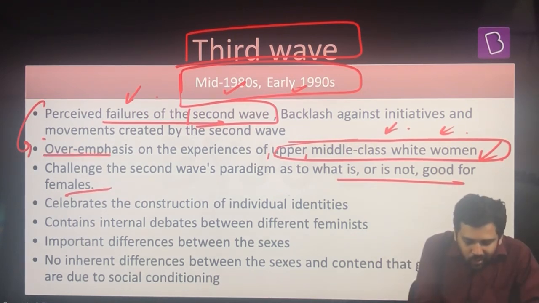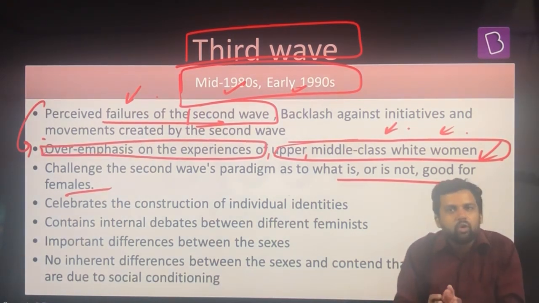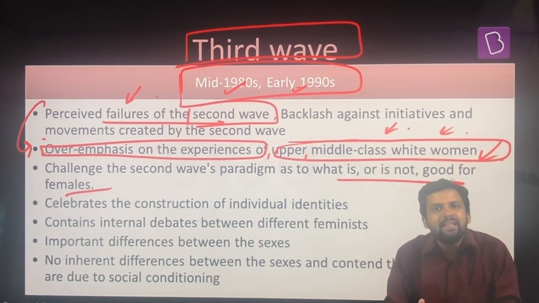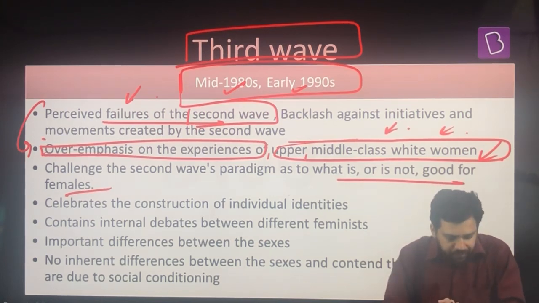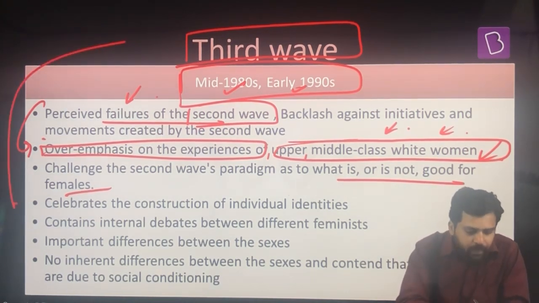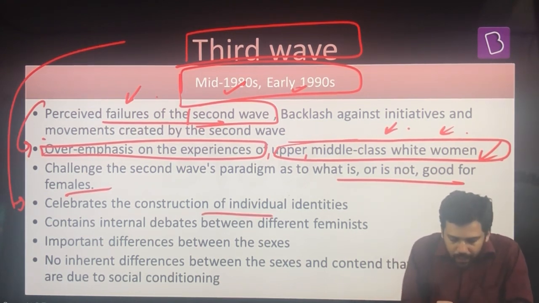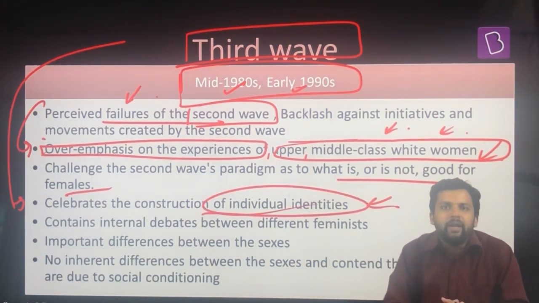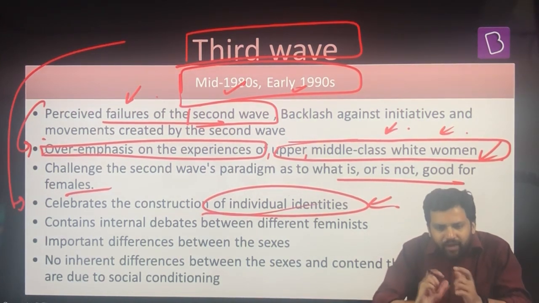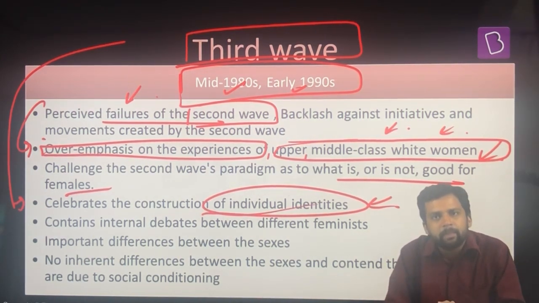So there was an overemphasis on the experience of a certain category of women, and there is a backlash against this. The third wave of feminism is more inclusive. It celebrates different kinds of individual identities, and the different kinds of contradictions that are there are also being recognized by the third wave of feminism.